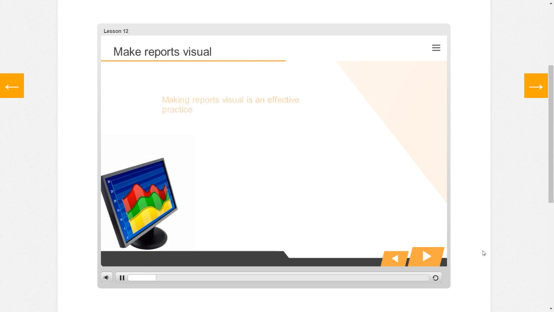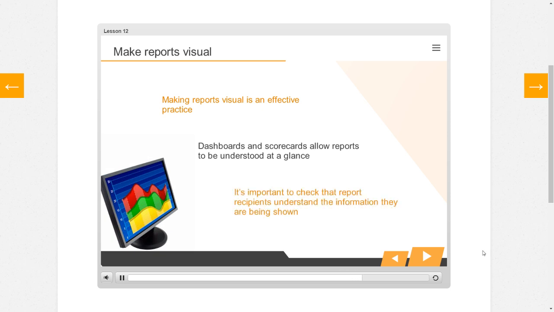Another effective practice is to make reports visual. Using reporting formats like dashboards and scorecards allows reports to be understood at a glance. If reports are presented in long chunks of text, there's more chance of them being ignored and vital information being missed. Do you use visual reporting formats in your organization? When visual reports are used, it's important to check regularly that the report recipients fully understand what they are being shown.